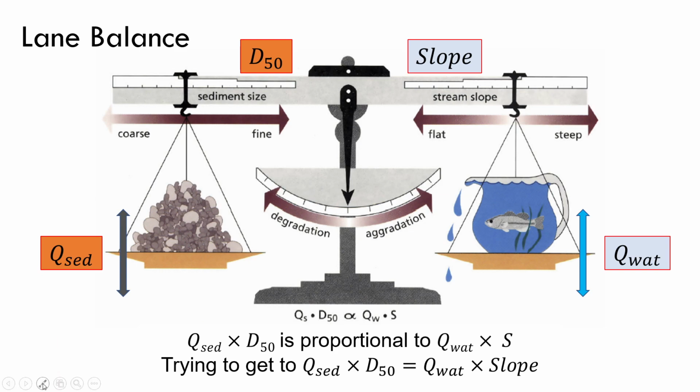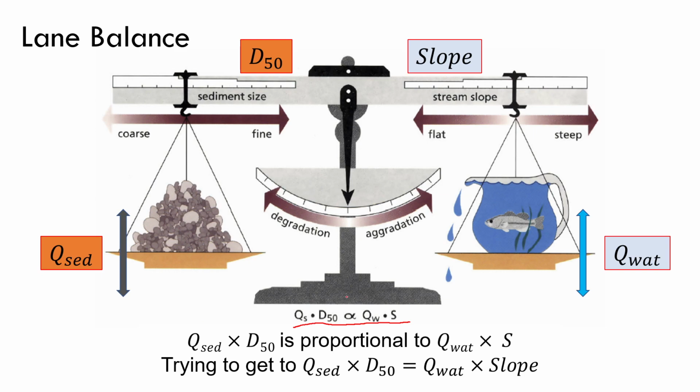so that we're trying to reach a balance here. And if we reach a balance, we're not going to have overall erosion, and we're not going to have overall aggradation, building up of the channel.